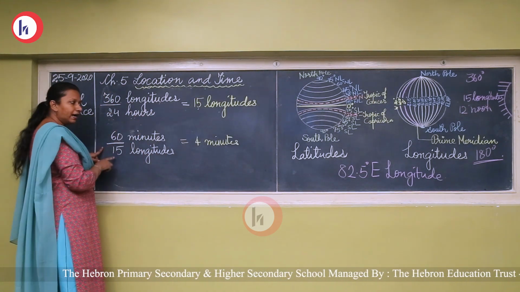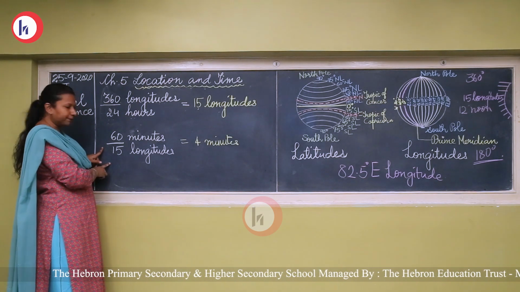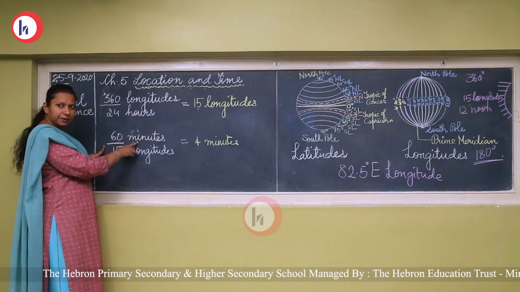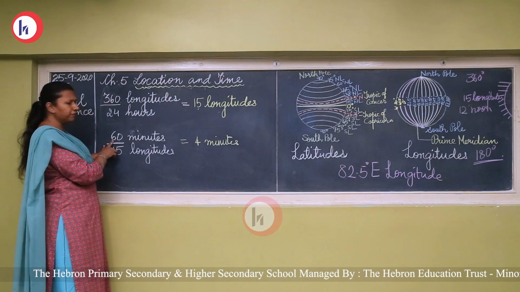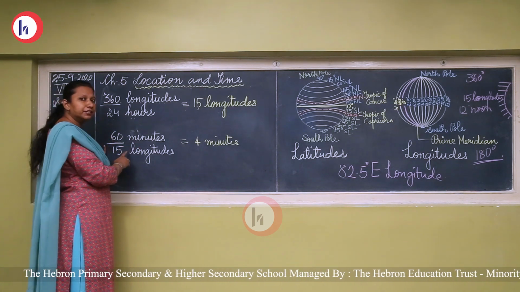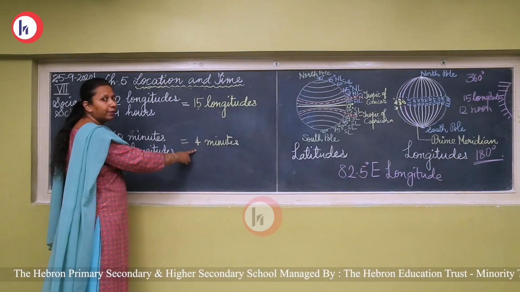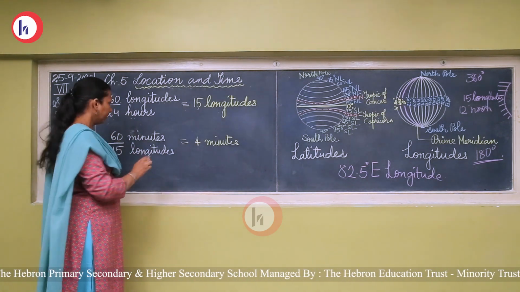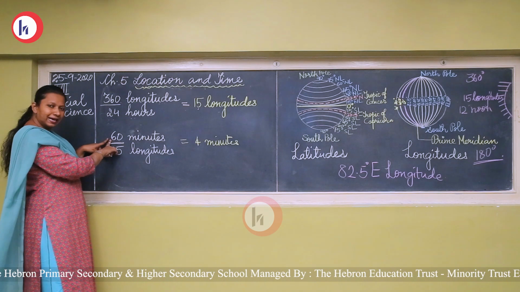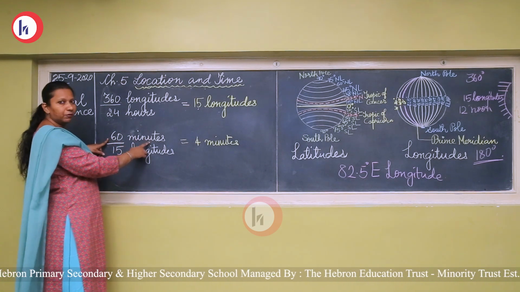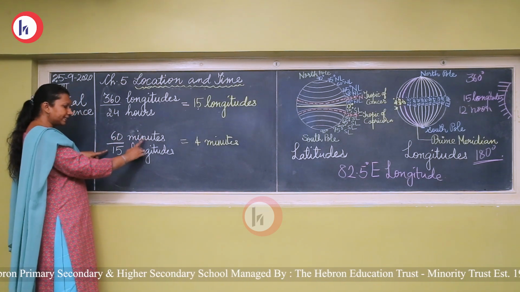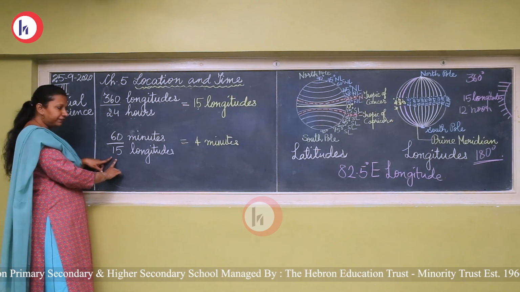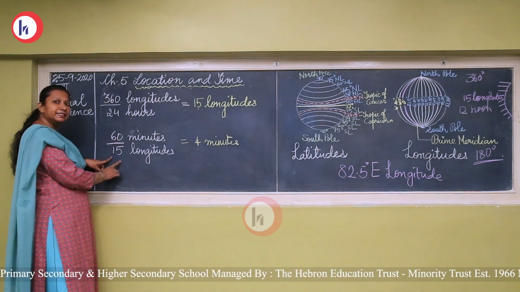Now, in 1 hour, how many minutes does one longitude take? So, 1 hour makes 60 minutes. I have not written 1 directly, to make the division clear and to get exactly how many minutes one longitude takes to pass against the sun. So, 1 hour is equal to 60 minutes. So, 15 longitudes pass in 60 minutes.